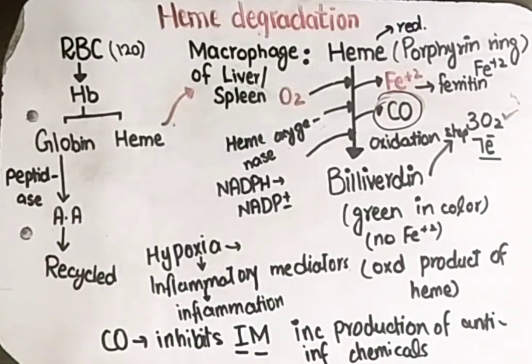So what does this carbon monoxide do? It inhibits inflammatory mediators and increases the production of anti-inflammatory chemicals like interleukin 10. Both things prevent inflammation, so it acts as an anti-inflammatory substance. And when there is no inflammation, there would be no apoptosis, because in apoptosis there is inflammation. It is anti-apoptosis, and thus it protects the cell.